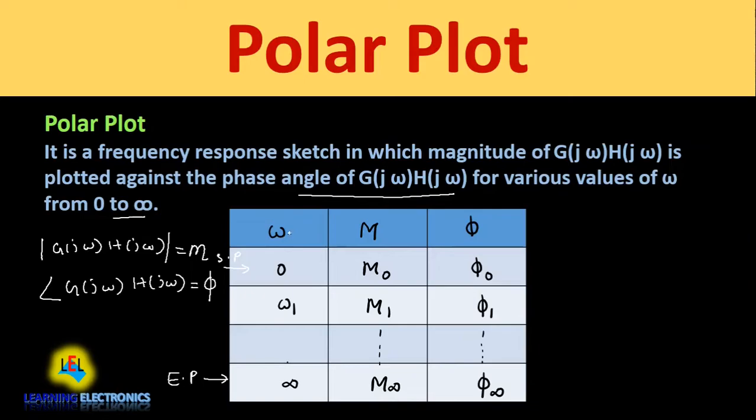And when we put omega equal to omega 1, the corresponding magnitude M will be M1 and the phase angle phi will be phi 1. Similarly, when we put omega equal to infinity, the magnitude M will be M infinity and the phase angle phi will be phi infinity. Now we have to represent all these values of magnitude and phase on the S-plane.